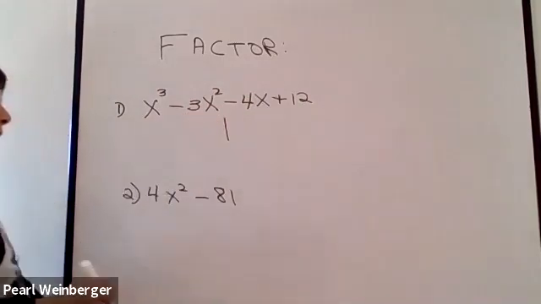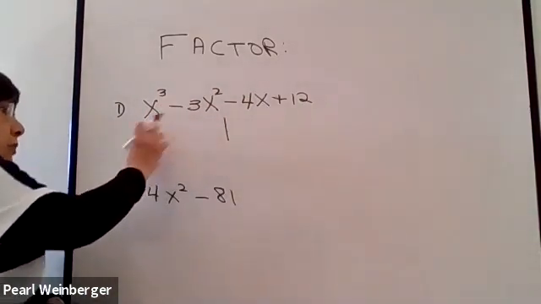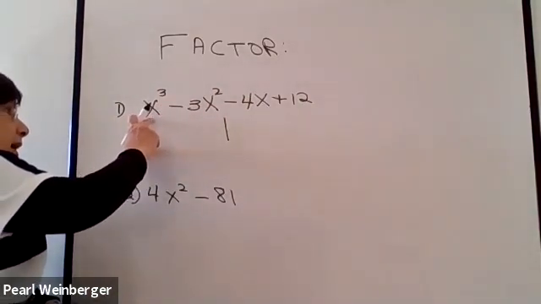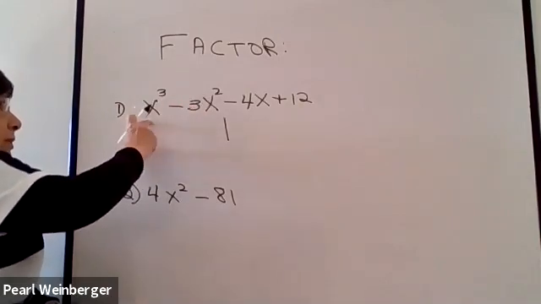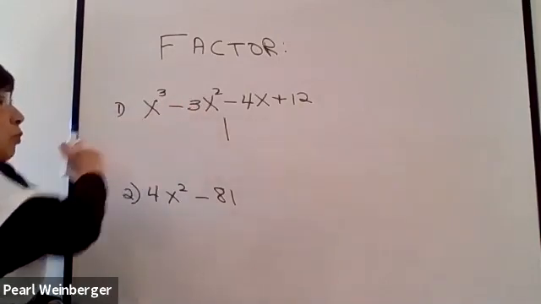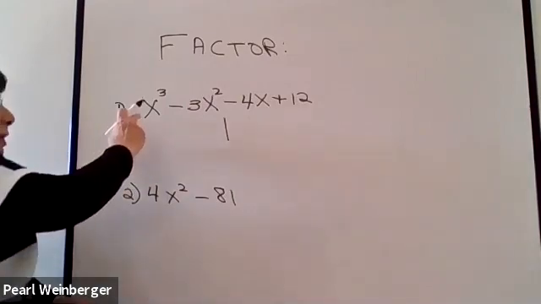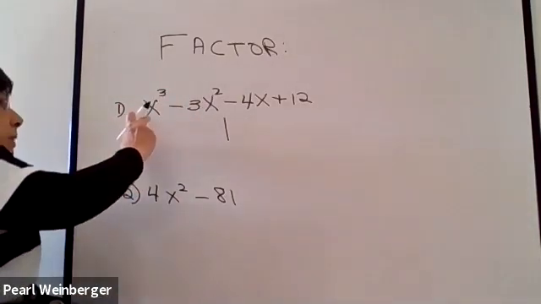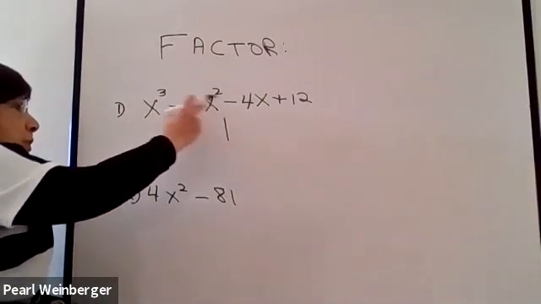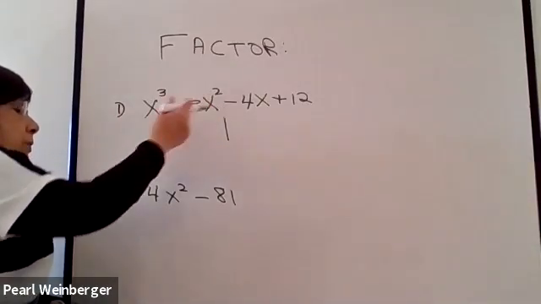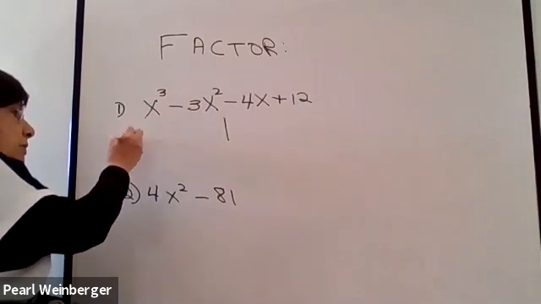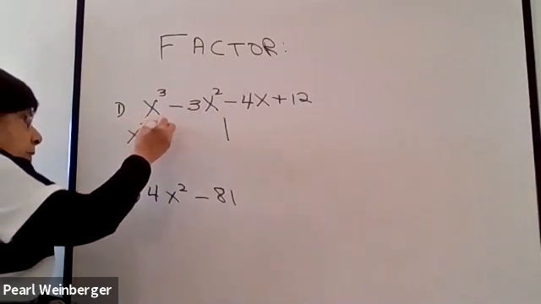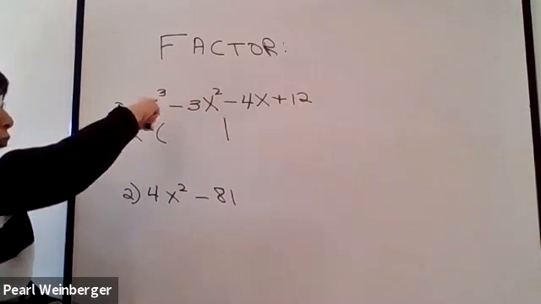We split it in half and just look at the first terms. So between the x cubed and the 3x squared, there's no number that goes into both of them because this is a 1 and this is a 3. Of course, it's a 1. But between the x cubed and the x squared, they both have x's. The lower exponent is x squared. So there's a common factor of x squared in that first grouping.